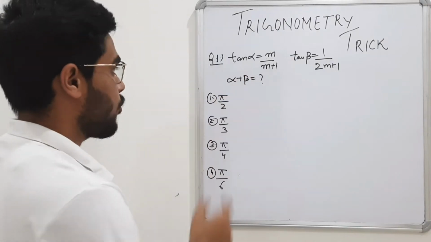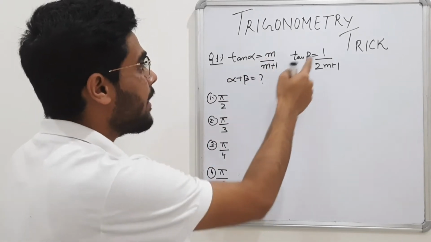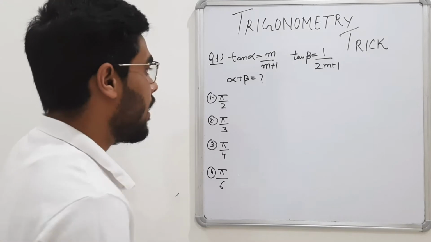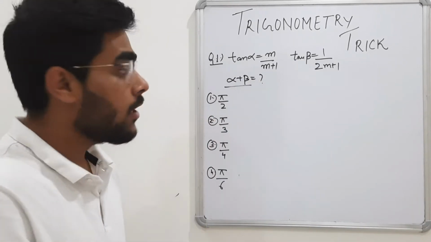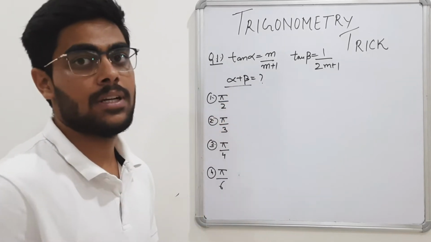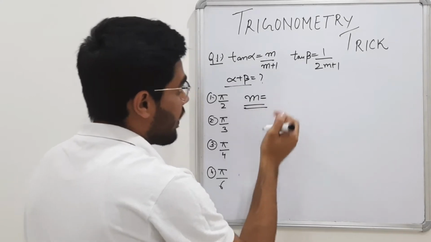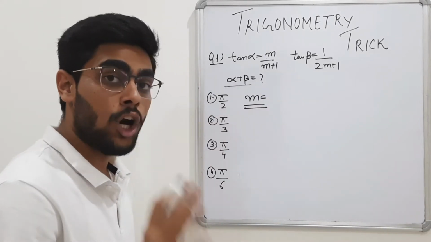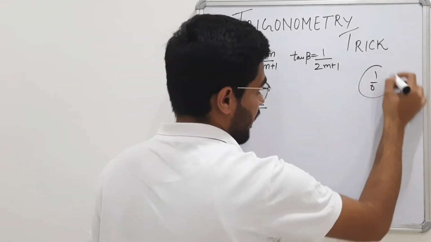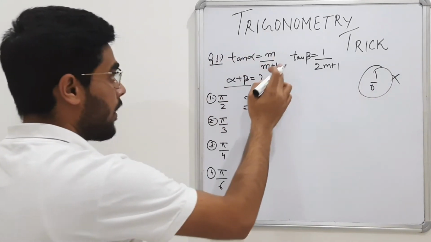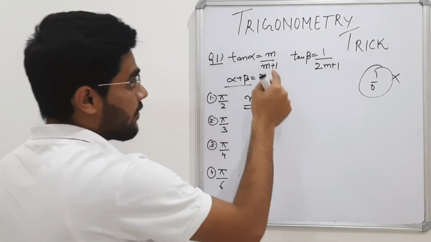So this is the first question. In this, tan alpha equals m upon m plus 1 and tan beta equals 1 upon 2m plus 1, and you have to find alpha plus beta. The crux of the substitution method is that you have to replace the value of m such that this becomes simple and it should not become indeterminate or indefinite. That is, 1 upon 0 is indefinite, so this form should not appear. If you replace m equals 0 here, then it will become simple.